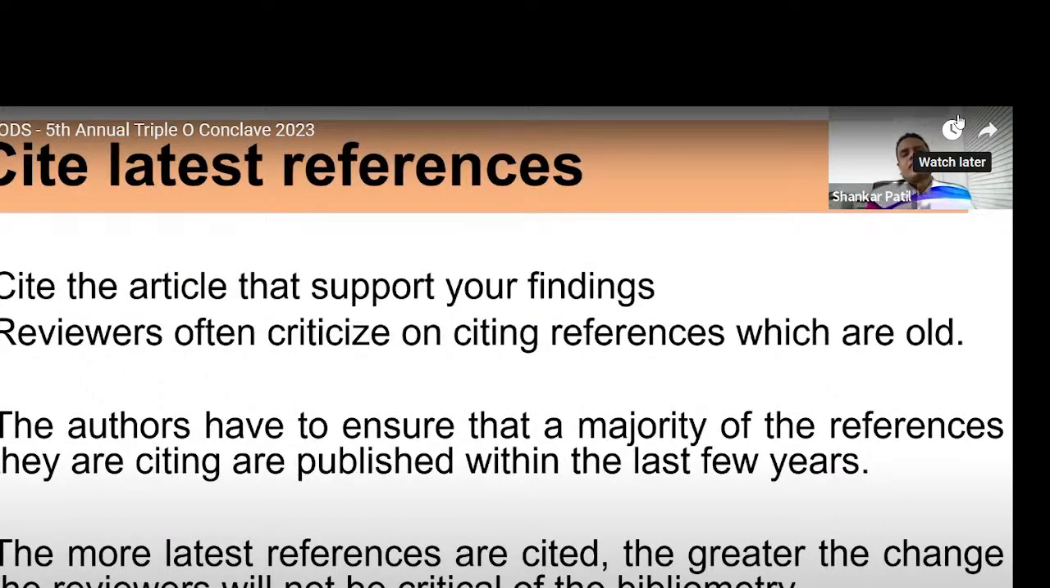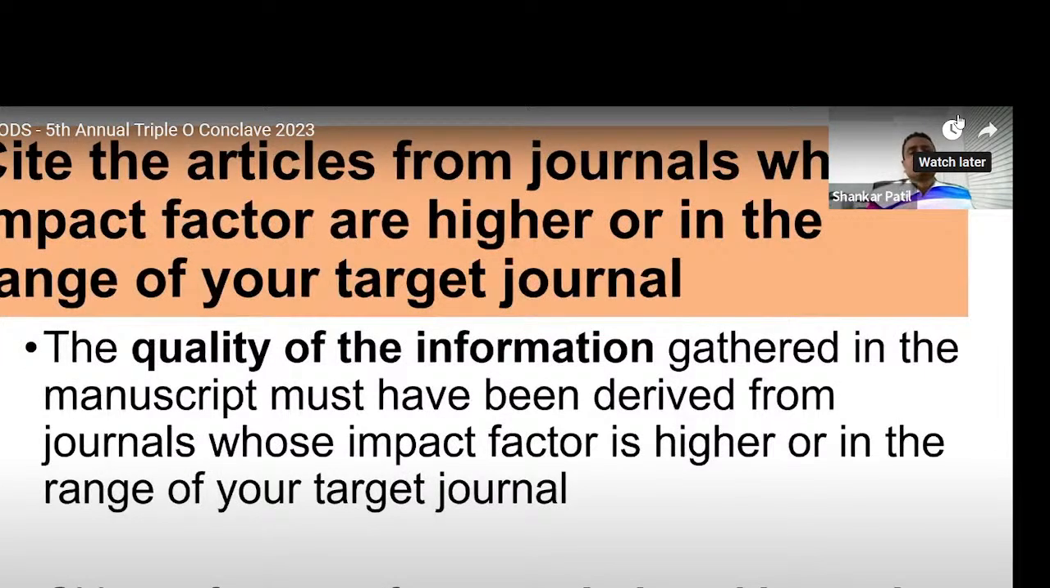Cite the latest references. Suppose the key article is 20-30 years old and you still want to use it. But also look at what latest research has been done, and better cite the latest references if they suit your manuscript. Don't forcefully cite the latest references if the need is not there, but do cite them. The authors have to ensure that the majority of the references are published in the last few years. So citing the latest references is very, very important.